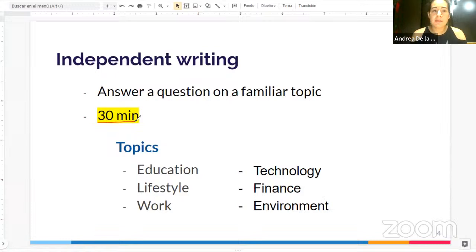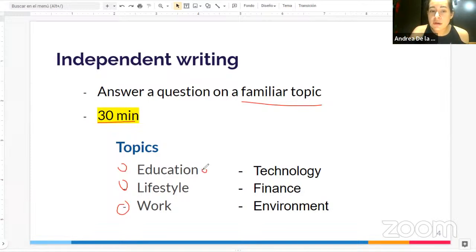Now these questions aren't tough questions. They're not gonna ask you something about science. Let's say they're not gonna ask you something about physics or biology. They will ask you questions on familiar topics, on things that everybody can answer. Basically, they will ask you questions on your opinion on a familiar topic. So what do you think about something? So things like education, lifestyle, so that means health, working out, work, technology, finance, and environment, those are the most common topics that you get.